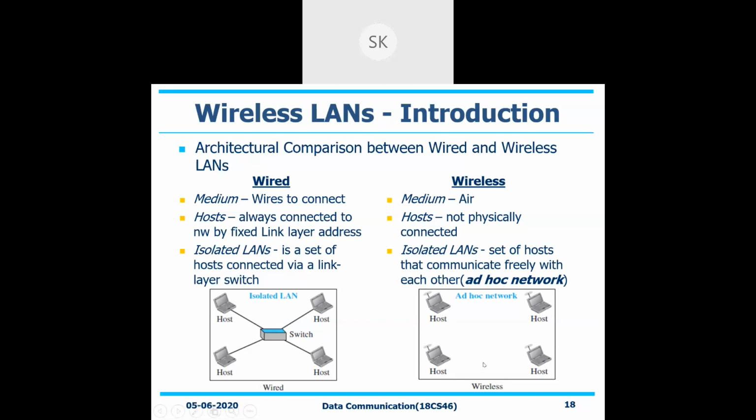It will not be waiting for anybody else to interfere in that particular connection. So no access point will be there. No router, nothing. No wireless router, nothing. The only thing is that it will be communicating from one host to another host. We call such a network an ad hoc network.